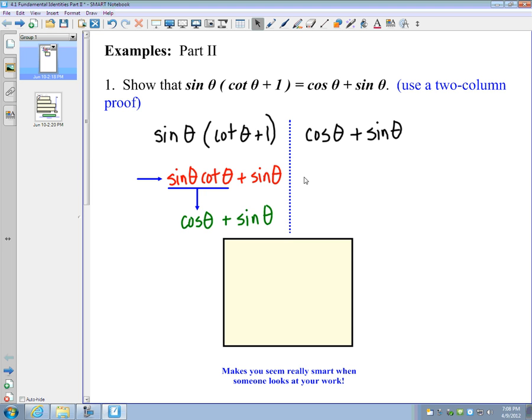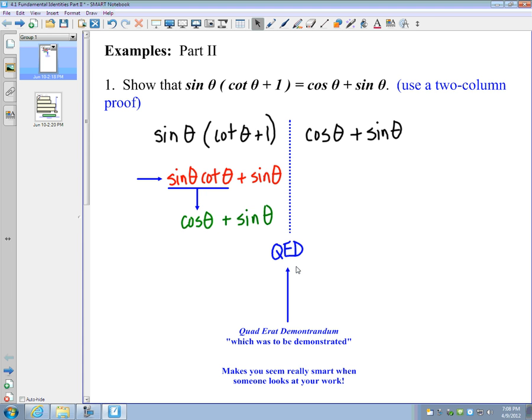I made my left side into my right side, and I write at the end QED, which stands for quod erat demonstrandum, which means which was to be demonstrated. I remember growing up, we used to always say quite easily done to remember it, but it really stands for which was to be demonstrated. I did what I was asked to do.